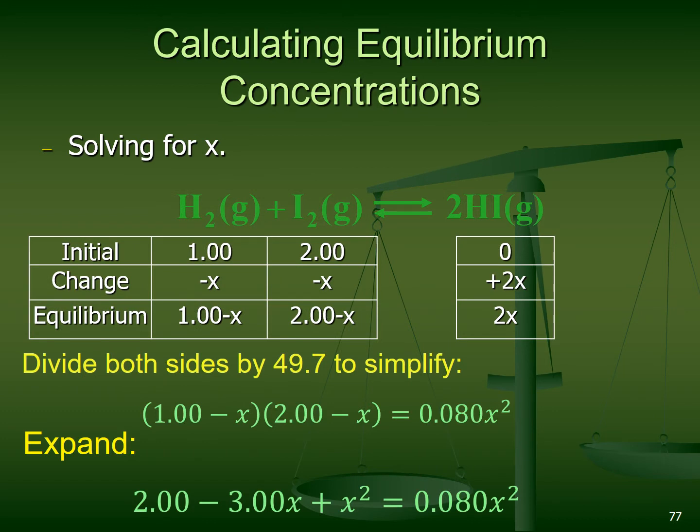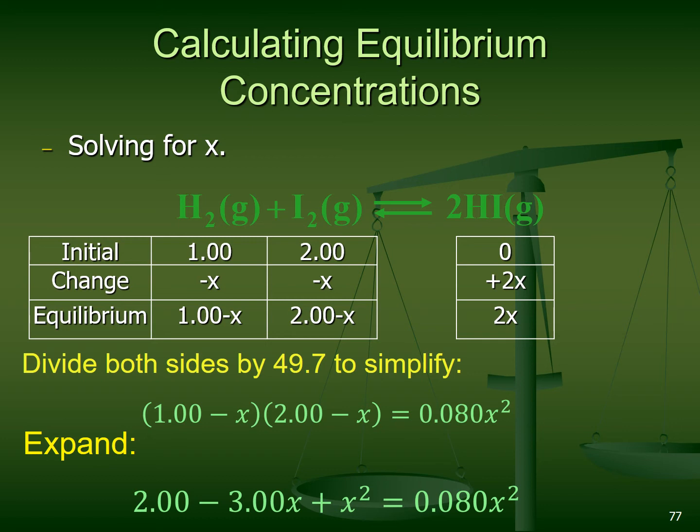Okay, so what's happened here is I divided both sides by 49.7. So 4 divided by 49.7 gives us 0.080 x squared. And then we expand the left-hand side. So again, 2 times 1 is 2. Negative 2x plus another negative x gives us minus 3x. And then negative x times negative x gives us plus x squared. So we have this expression.